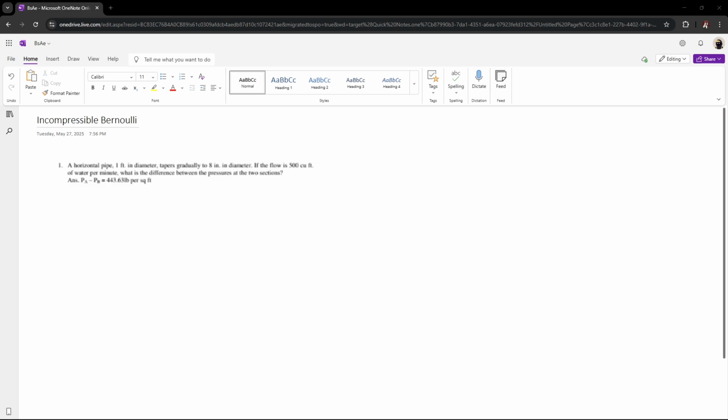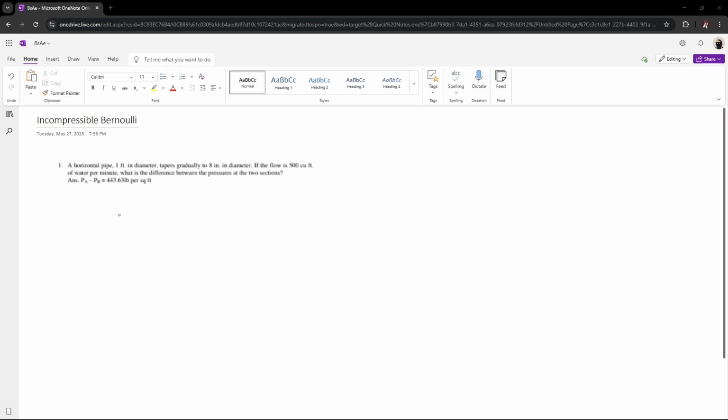Incompressible Bernoulli. A horizontal pipe 1 foot in diameter tapers gradually to 8 inches in diameter. If the flow is 500 cubic feet of water per minute, what is the difference between the pressures at the two sections? The answer we get is P sub A minus P sub B is equal to 443.63 pounds per square foot.